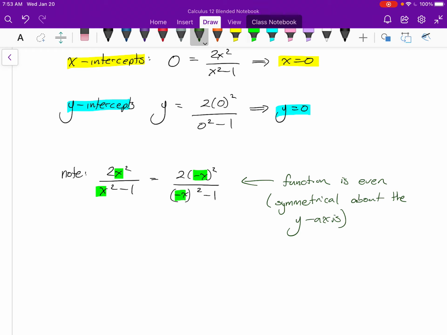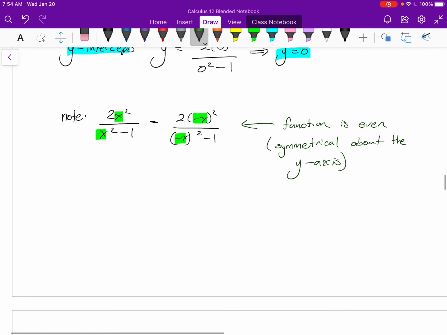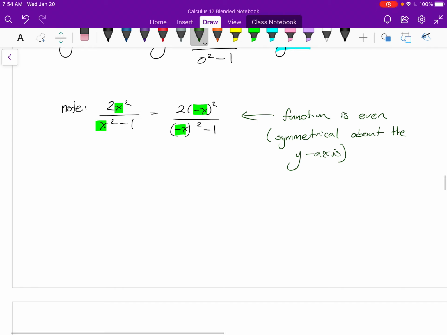All right. Again, I still haven't actually done anything that requires any derivatives yet. Haven't even used the first derivative yet. Well, now I want to see if there's any asymptotes. And if there's any asymptotes, I need to find the limit as x approaches plus or minus infinity.